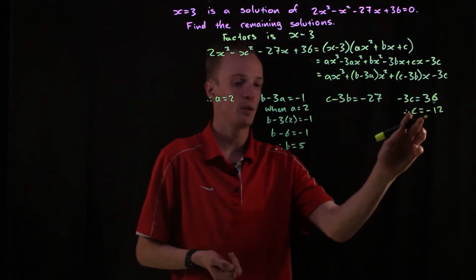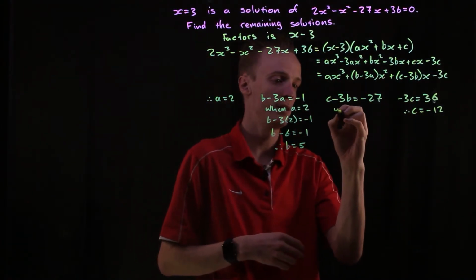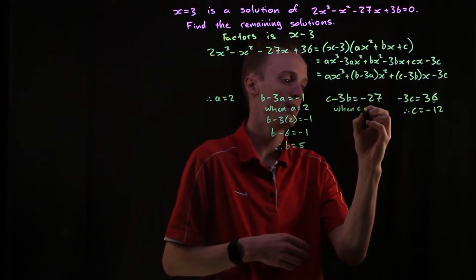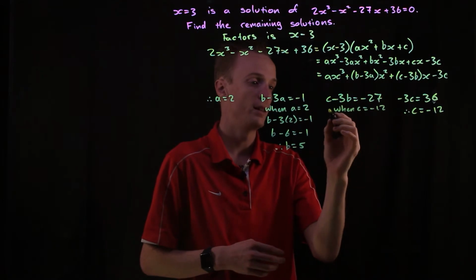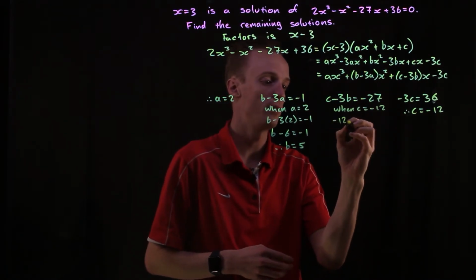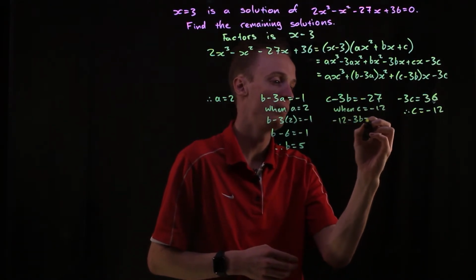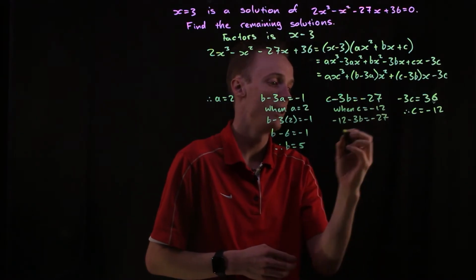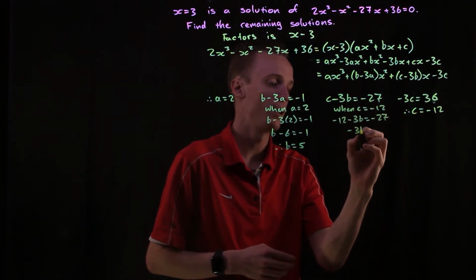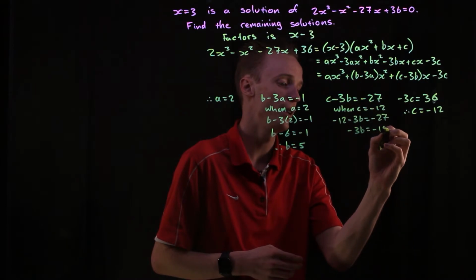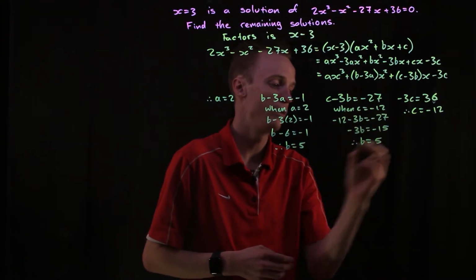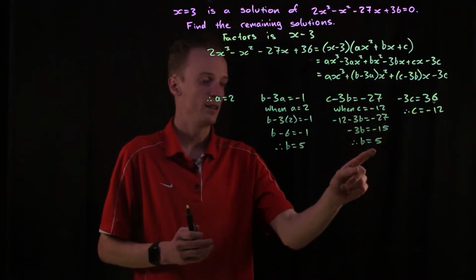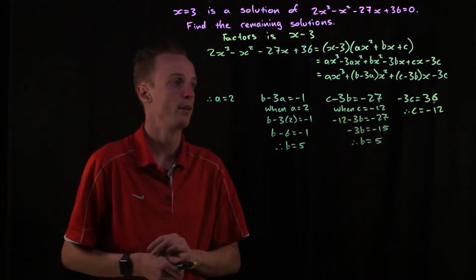So now let's just quickly check that I've got this right. So when my c is equal to negative 12, let's substitute negative 12 in here. So negative 12 take 3b will equal negative 27. Add 12 to it, so negative 3b will equal negative 15. So therefore my b will be equal to positive 5. So these two are the same, so I've done this process correctly.